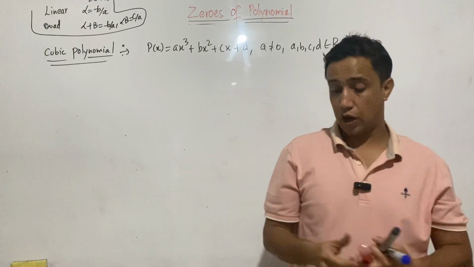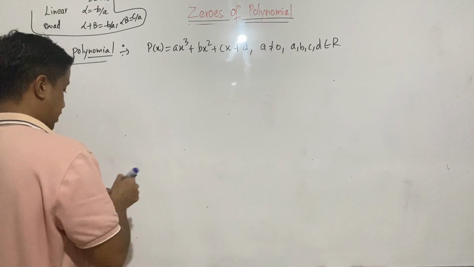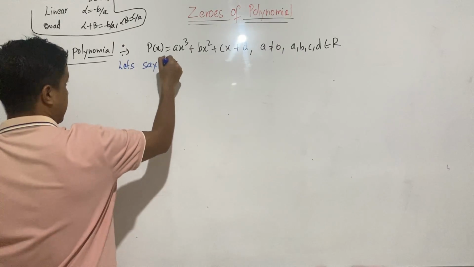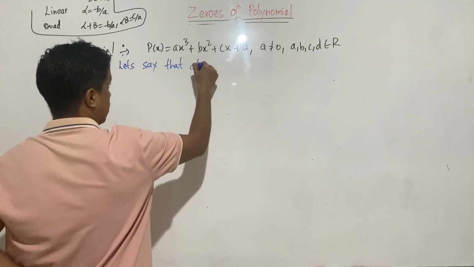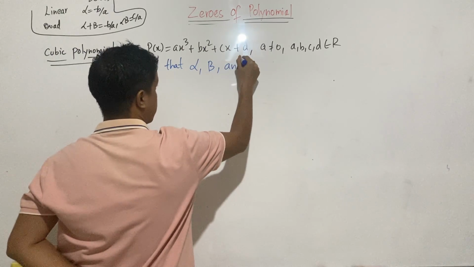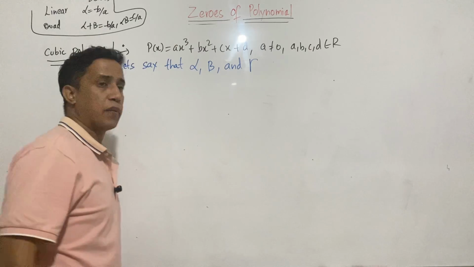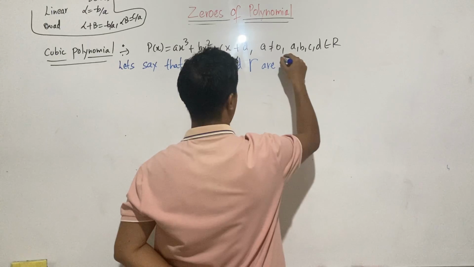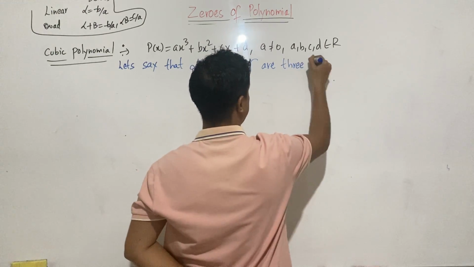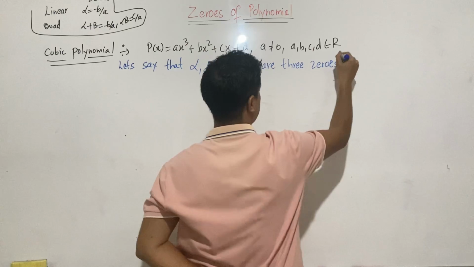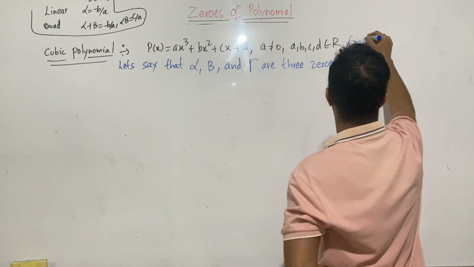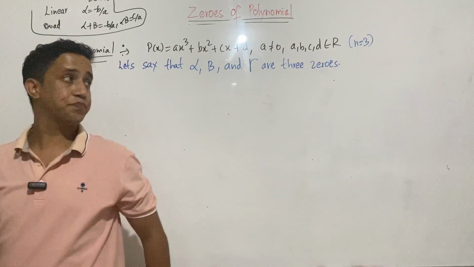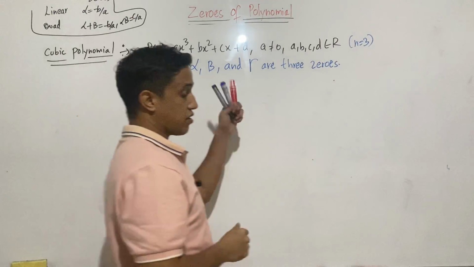Now let's say that alpha, beta, and gamma are three zeros. Why? Because the degree is 3, right? Because the degree is 3. So let's say that these are the 3 zeros.